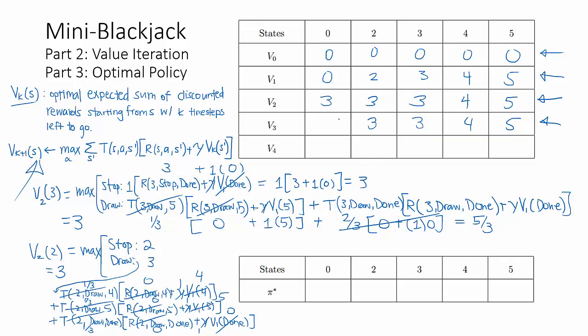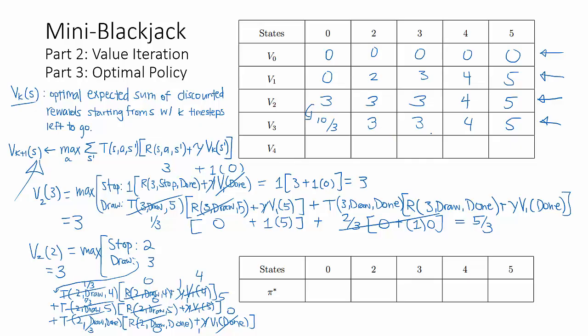For v sub 3 of 0, obviously we want to draw here, so we take an average between the v sub 2 values of the successor states, which are 2, 3, and 4. Hence, we take an average between 3, 3, and 4, and so we end up with 10/3 as the value for v sub 3 of 0. The small increase in value here comes from the fact that if you started from 0, drew, and landed at 2, well, now you have this extra time step to draw again from 2, since drawing from 2 is optimal. And if you drew from 2 on expectation, you'll get a slightly higher reward than if you had stopped at 2.